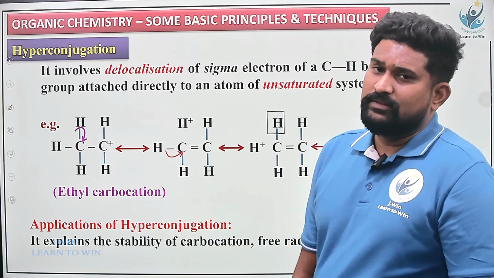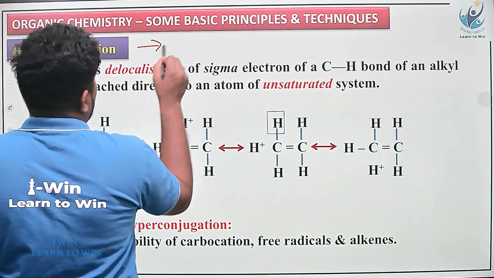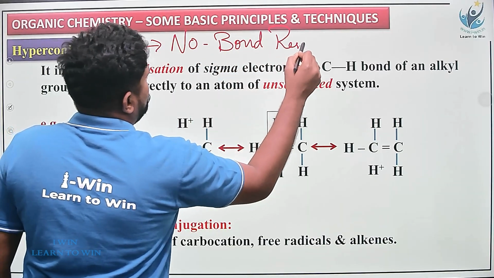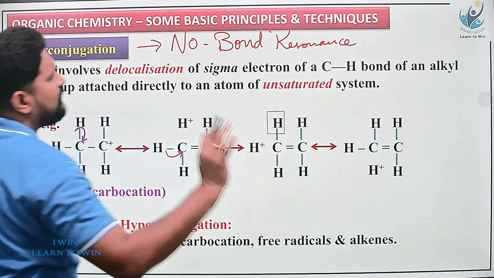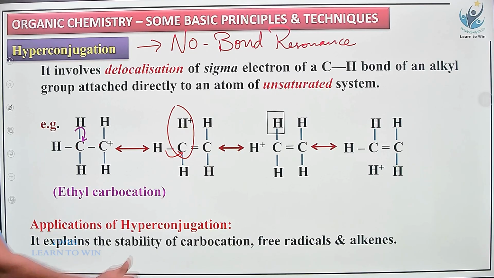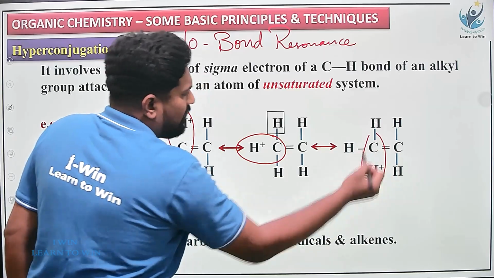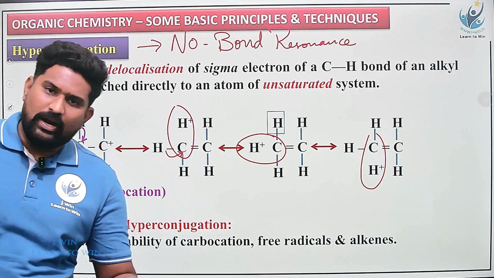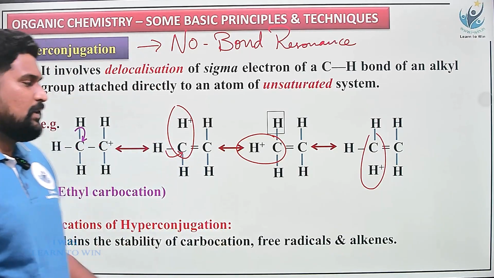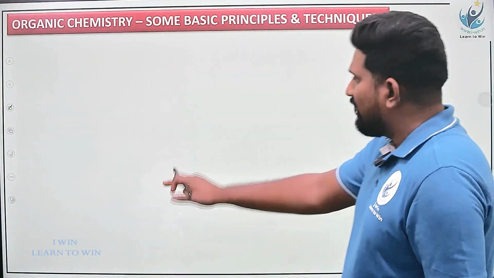And my dear students, keep in mind, hyperconjugation is also called no bond resonance. Why is it called no bond resonance? Here the resonance is happening, but there is no bond. That is why it is called no bond resonance, where you can see resonance happening in the absence of a bond formation.